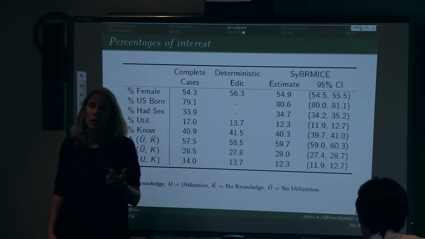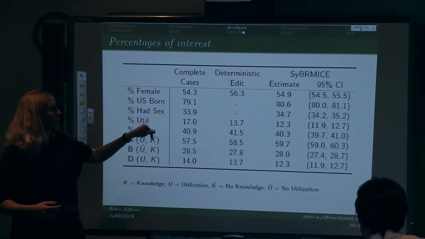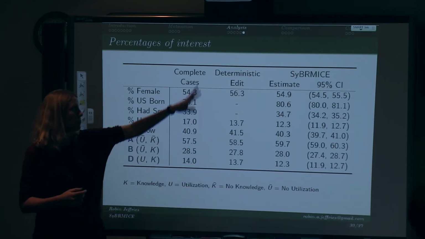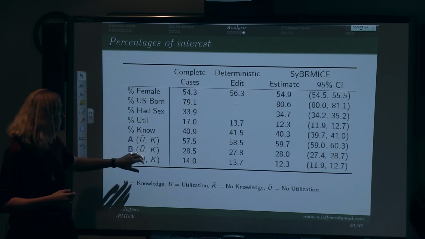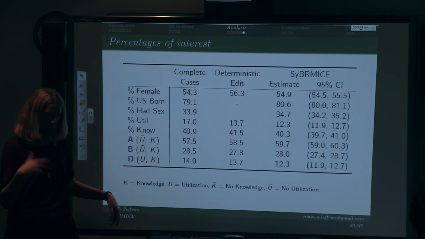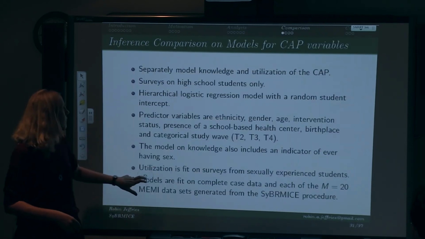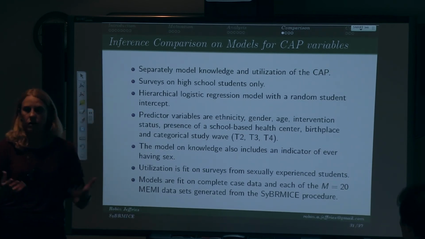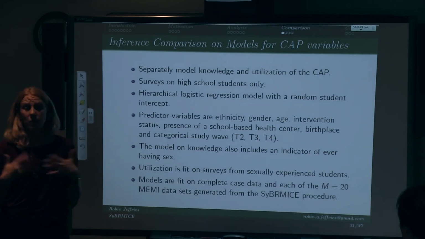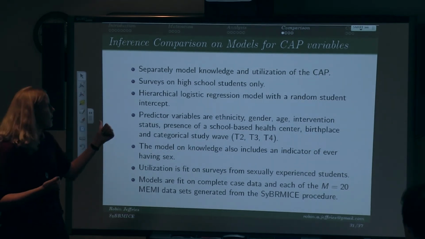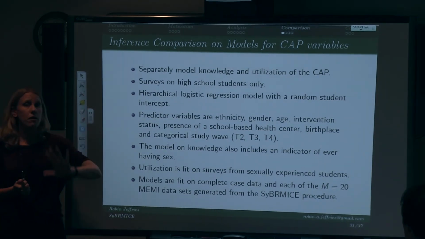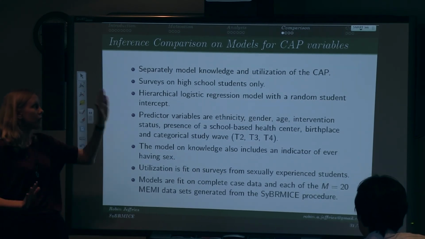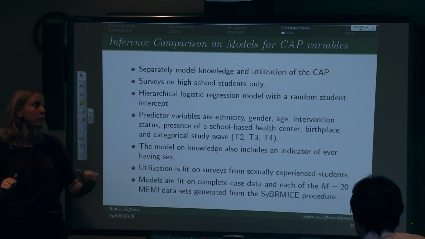So to follow up on this, looking at the difference between a complete case analysis and analysis after performing this method, I'm going to look at two separate models that you would run to determine an intervention effect for this data: separate models for knowledge, for knowing about the CAP, and for utilization, getting a condom from the CAP. So this is on high school students only.